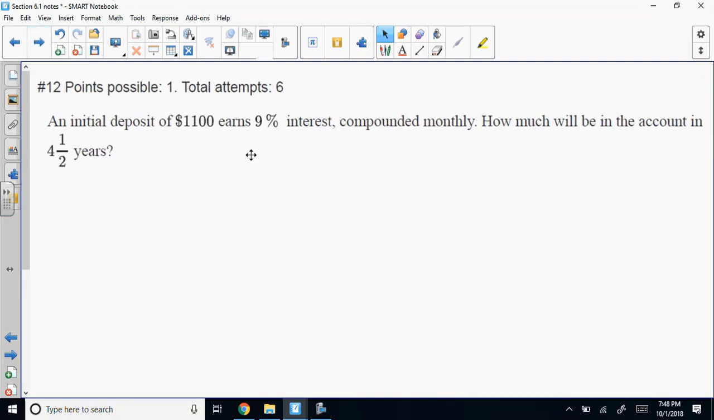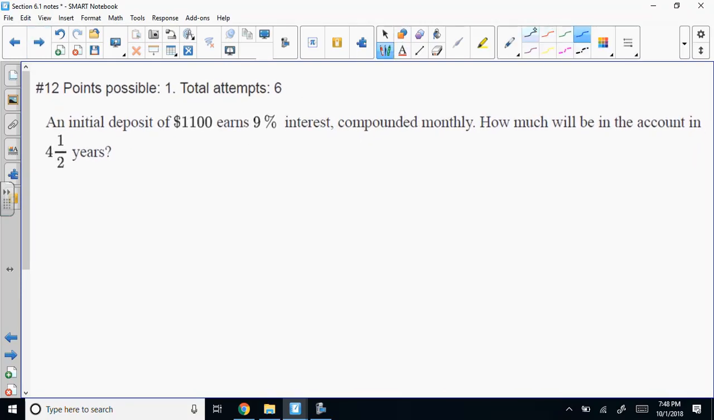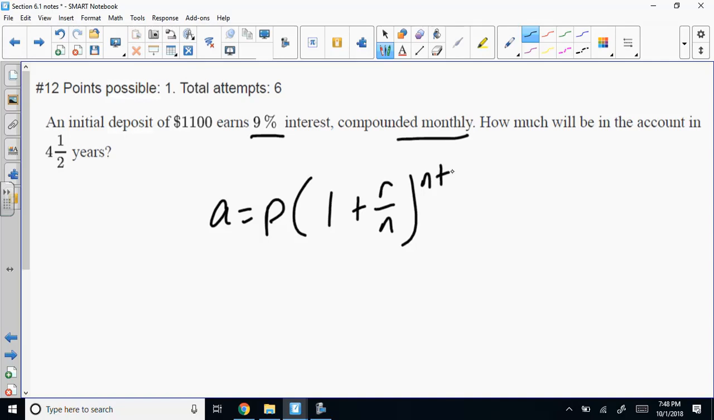Initial deposit of 1,100 earns 9%, compounded monthly. All right. So this one is compound interest, right? Compounded monthly, the N is 12, right? So we're going to set this up. We have A, P, R, T, and N. N is the number of compounds per year, right? So if it's monthly, how many per year? Be 12, right?